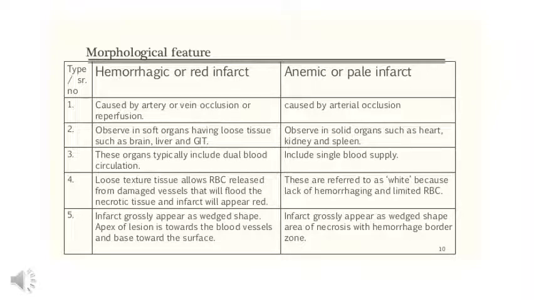These are referred to as white because of lack of hemorrhaging and limited RBCs. So if RBCs remain in the blood vessels even after obstruction, then the necrosed area remains white. Necrosis after enzymatic digestion of the tissue remains white, which shows pale infarction.